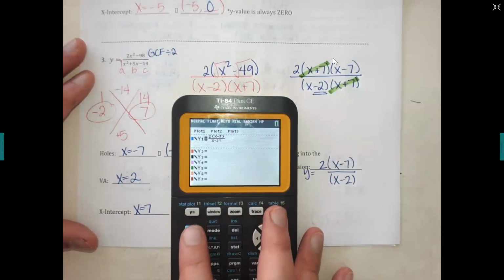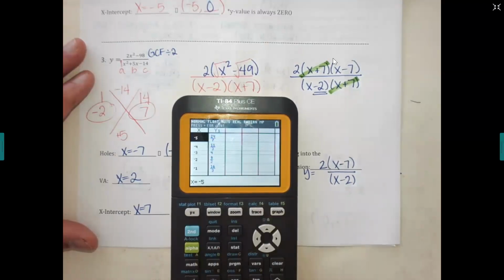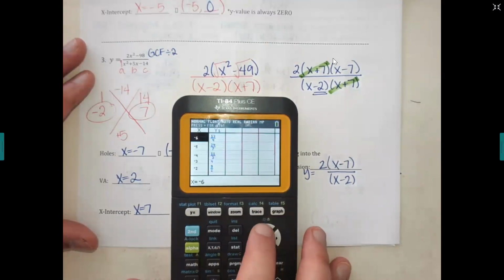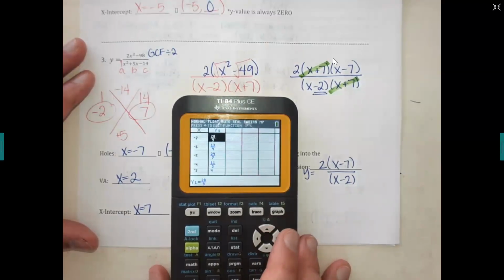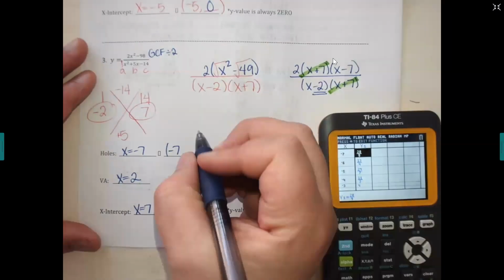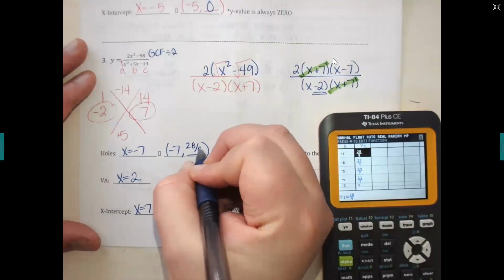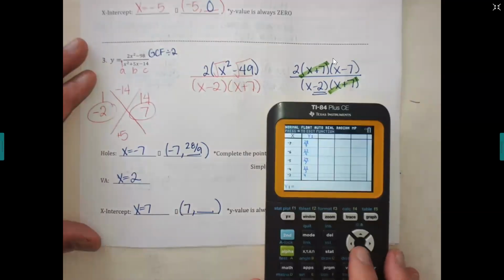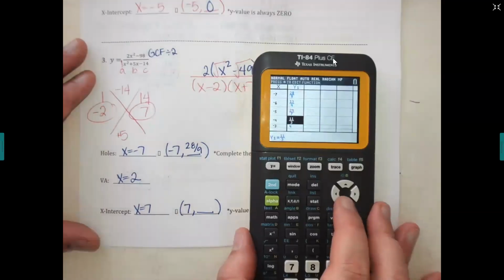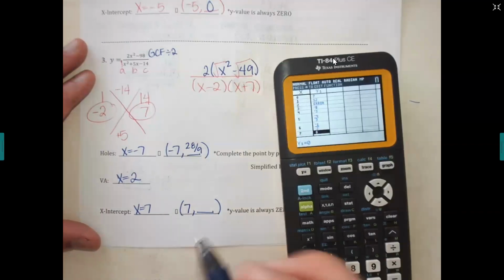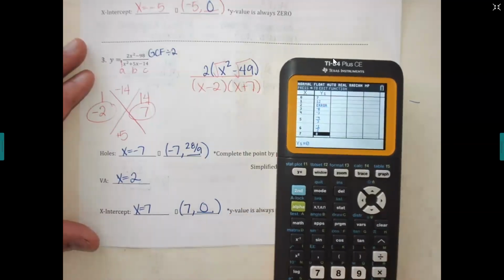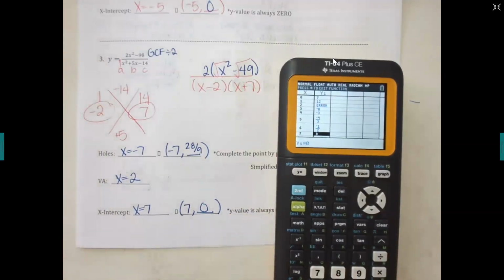Once you have that typed in, second graph, I want negative 7's partner, which is 28 over 9. And then I want positive 7's partner, and before I even scroll to get there, what do I know it's gonna be if it's an x-intercept? Very good, 0. Now, I wanna point something else out to you. Will you look for x equals 2 in your table? What is 2's partner?